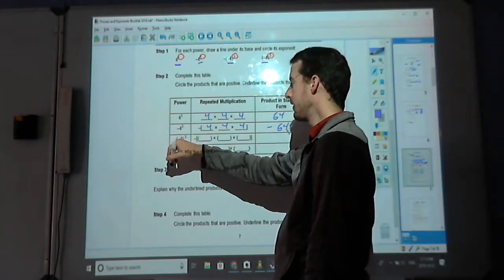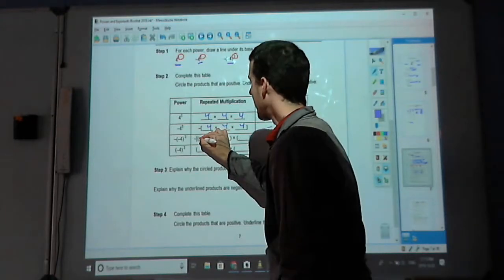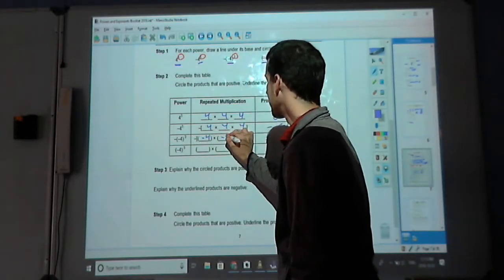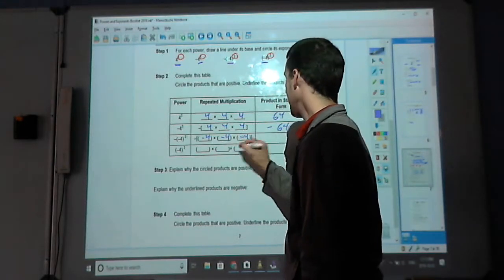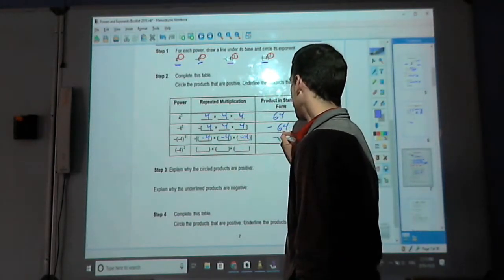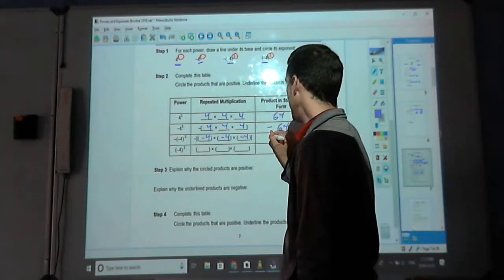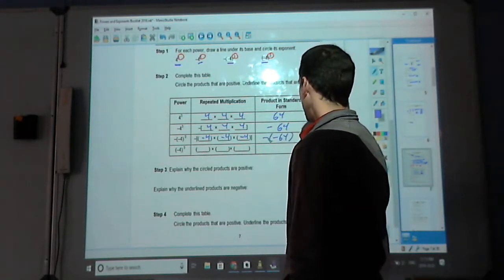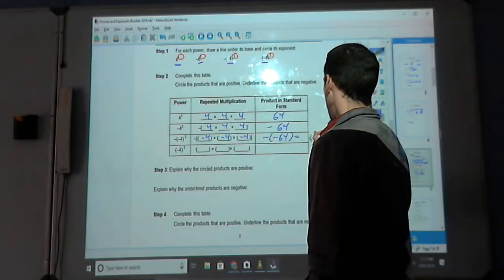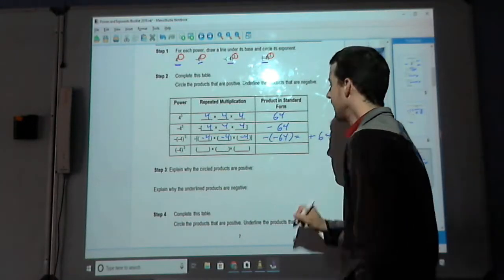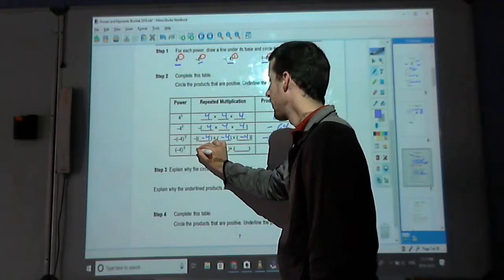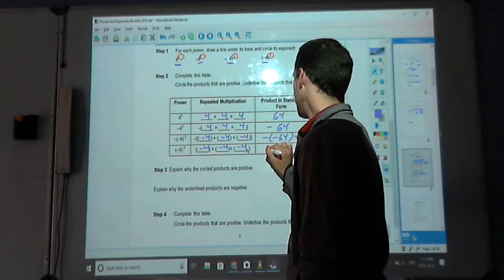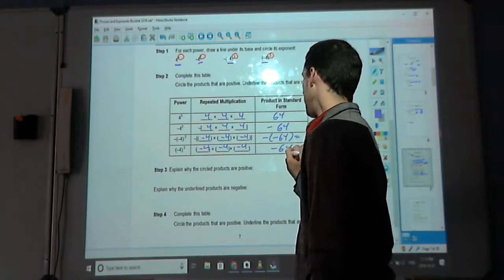Here we have a negative inside and outside of the bracket, so this is negative 4, negative 4, negative 4. That would give us negative 64, but outside of the bracket we have a negative, so that cancels out and we end up with positive 64. Lastly, negative 4, negative 4, negative 4, we end up with negative 64.